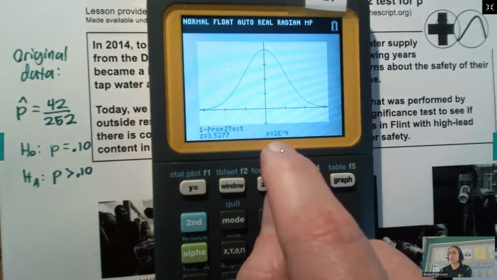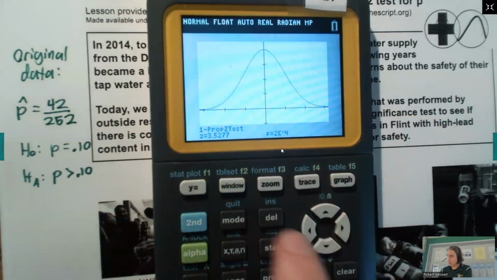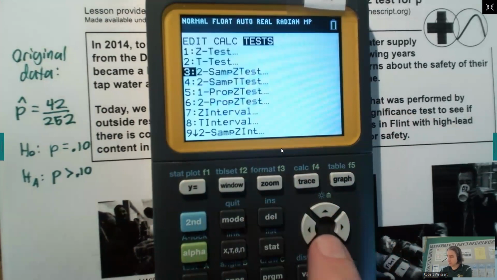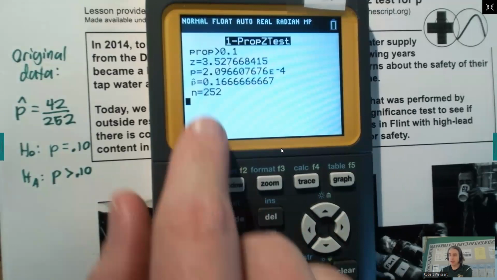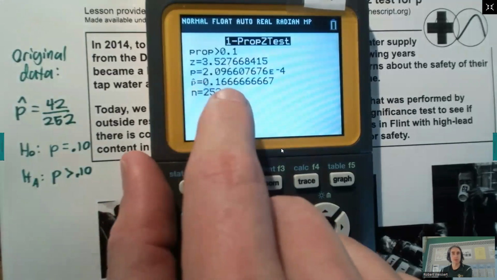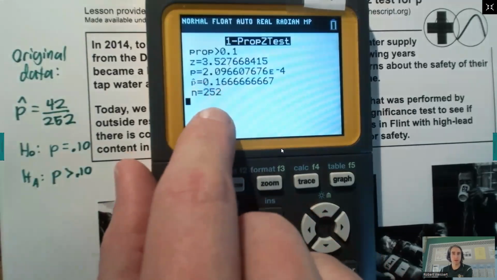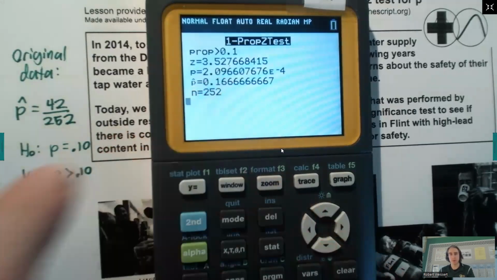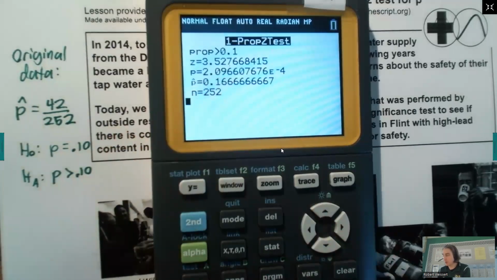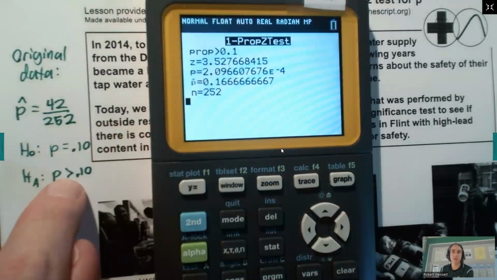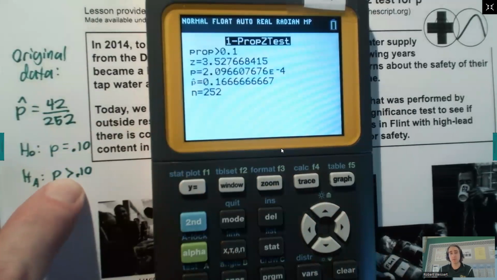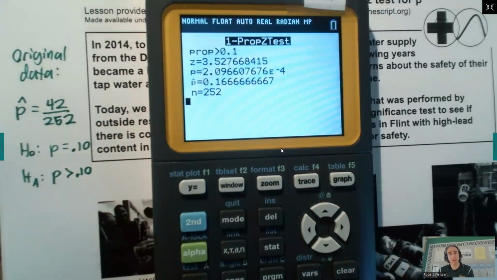In fact, the p-value is 0.0002. You can also run the test by doing calculate, and it'll give you the sample proportion as well, which is about 16.7%, and the n value. So it does give you a little bit more information, but it doesn't give you the picture. As you recall, with a p-value so low, we're going to reject the null. We say we have enough evidence to conclude that the percentage of homes in Flint that have a high lead level content is higher than 10%. So we have statistically significant evidence.